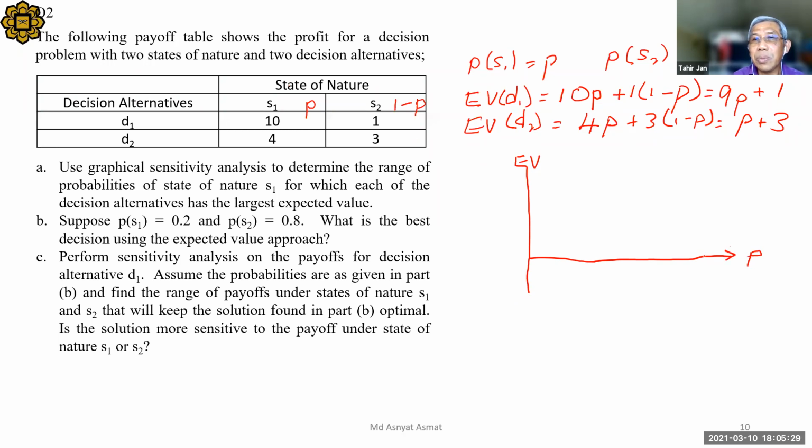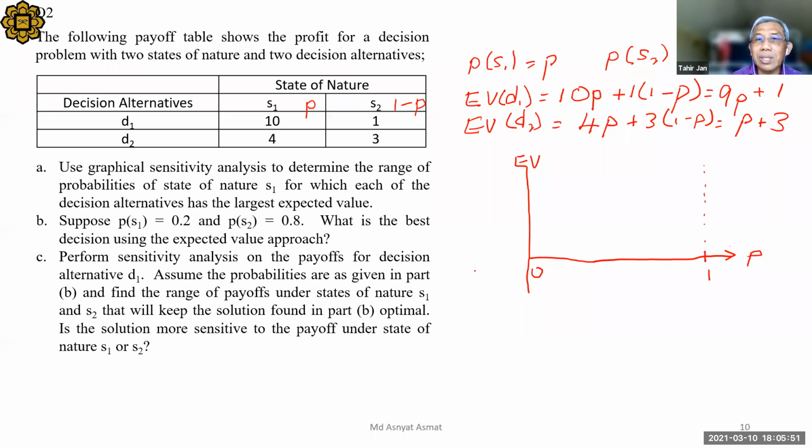Where's the range of probability? 0 to 1. Let me do the plot. We are going to plot the expected value profile. Now let's use D1 first.